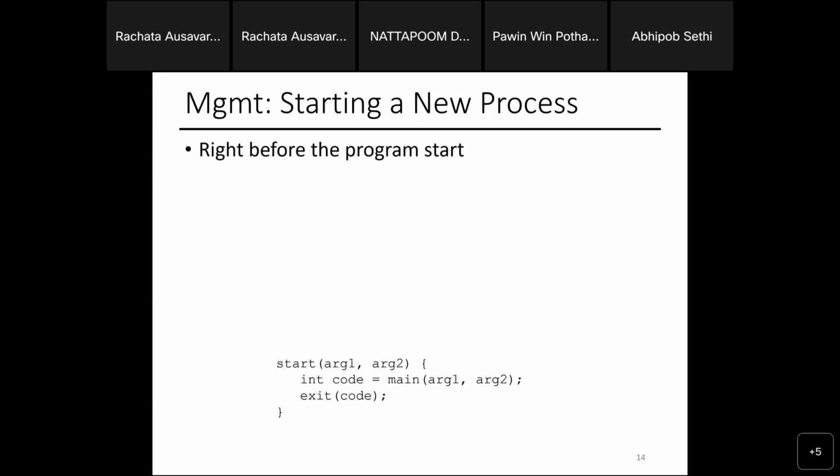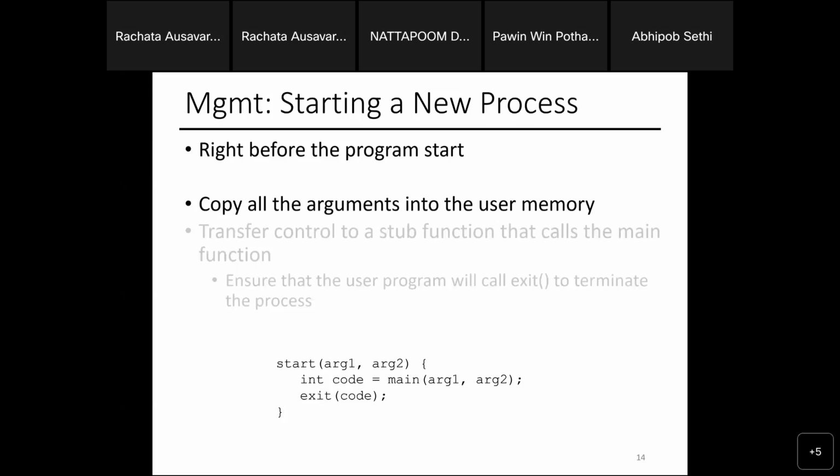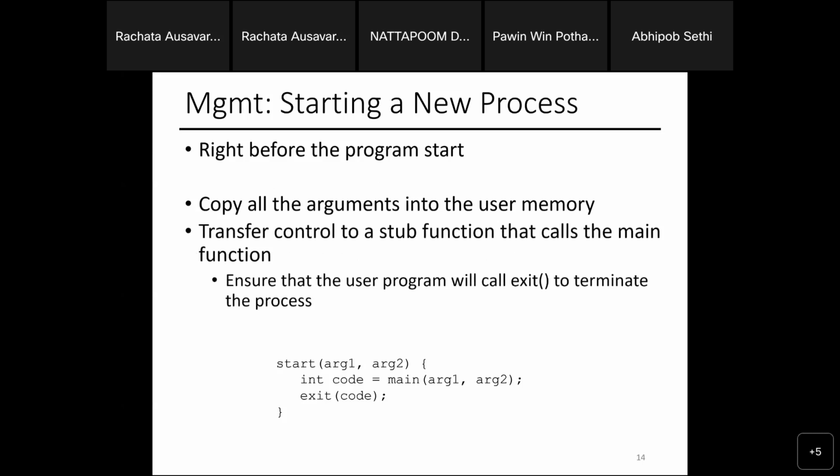Oh, sorry about the diagram. Then right before the program starts, you copy everything from the arguments into the user memory. For example, you run a program and there are some input arguments. Make sure they pass through the user memory so it knows what the arguments coming in are, right? Then you transfer the control to a stub that has the function that just calls the main function.